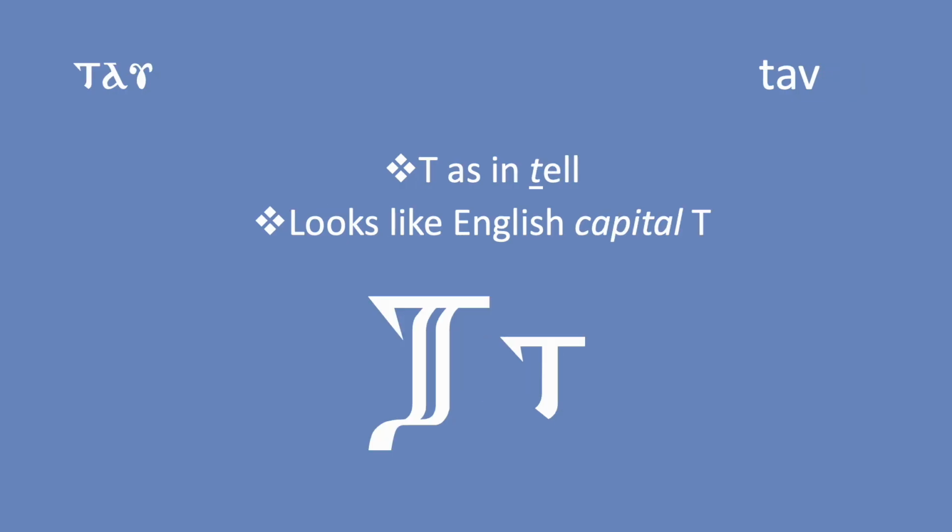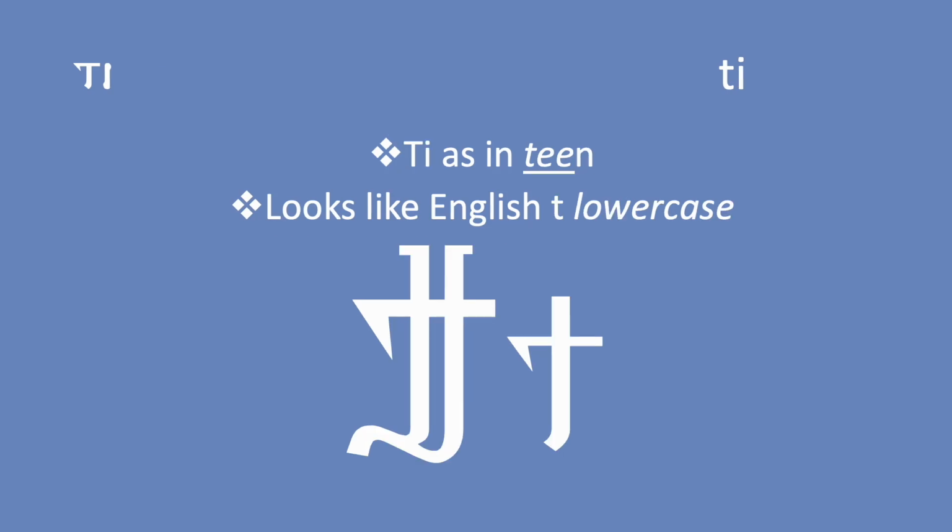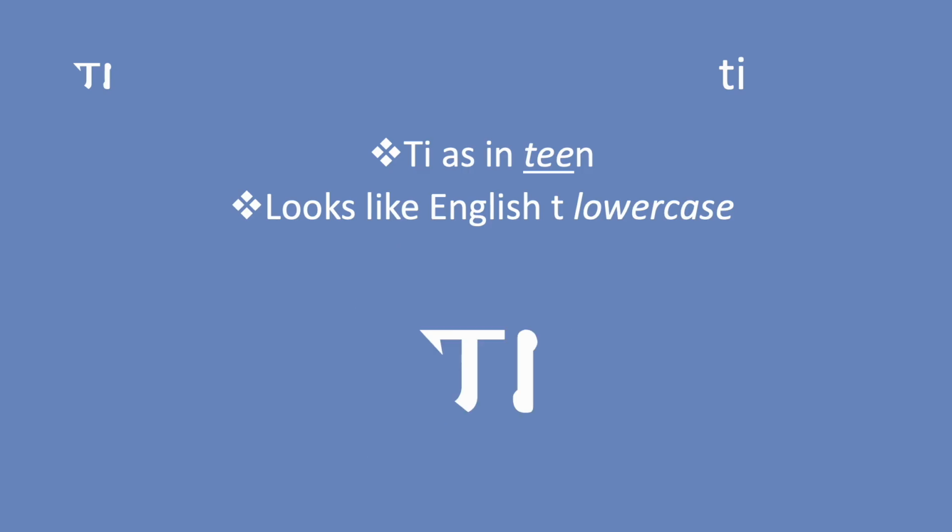Next, this is Tav. This letter makes a T sound and looks like a capital English T. Keep that in mind because the next letter looks very similar. So this is T. It makes a T sound, as in the first three letters in teen. And it looks like a lowercase English T. Now, I know some people like to imagine it as Tav with an iota on top. So that's a good way to remember it.